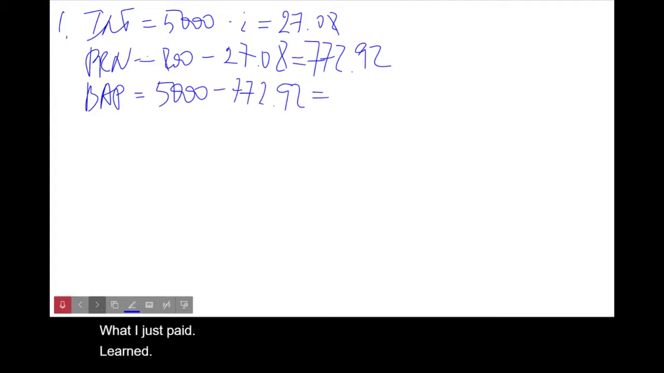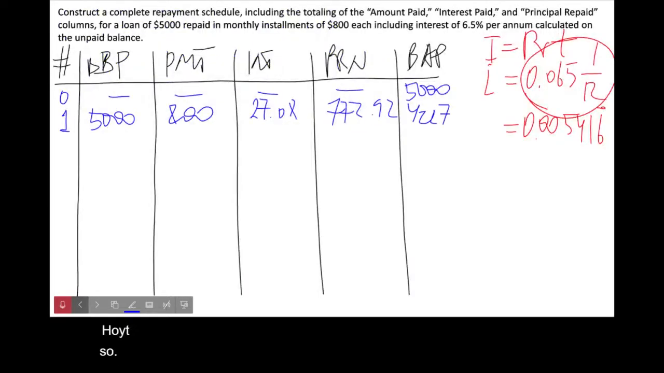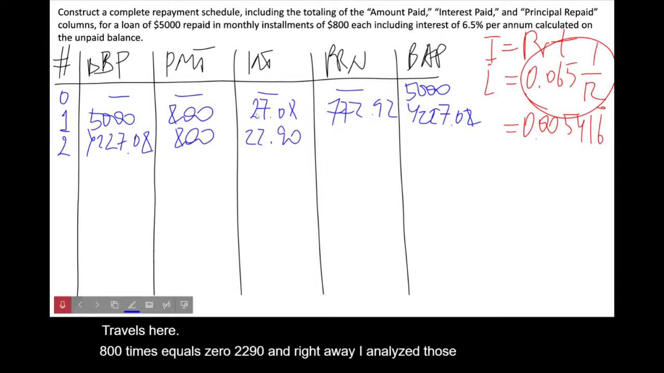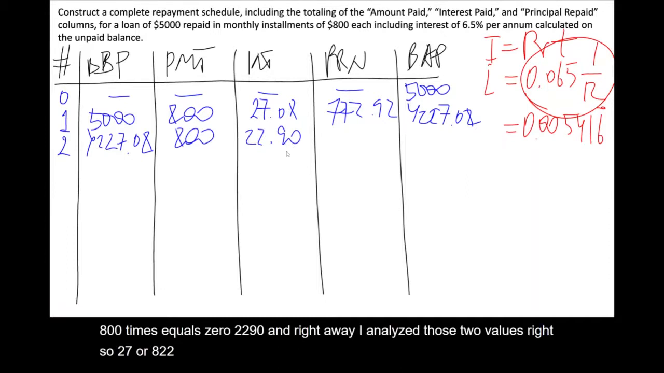And it's 4227.08. So 4227.08. Let's do the second line. So 4227.08 travels here. Times I equals 22.90. And right away I analyze those two values, right? So 27.08, 22.90, interest goes down. That's the way it's supposed to be.